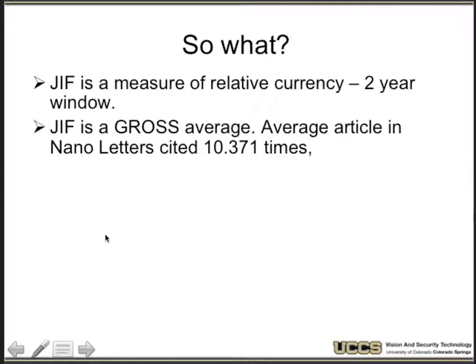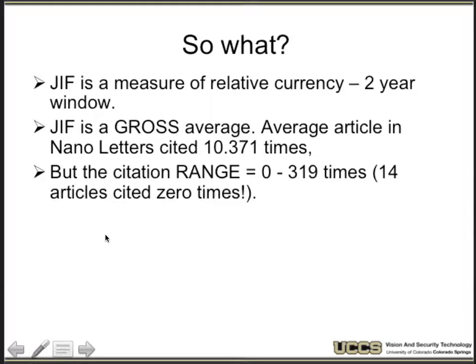The average number of citations per article in, say, Nano Letters, which is a highly cited journal, is 10.37. But the citation range is 0 to 319 times, and 14 papers were never cited. In fact, we'll see some plots later. Lots of papers are never, ever cited, except maybe in self-citations, which we tend to ignore. So in the GIF, you actually ignore citations from an author to themselves.